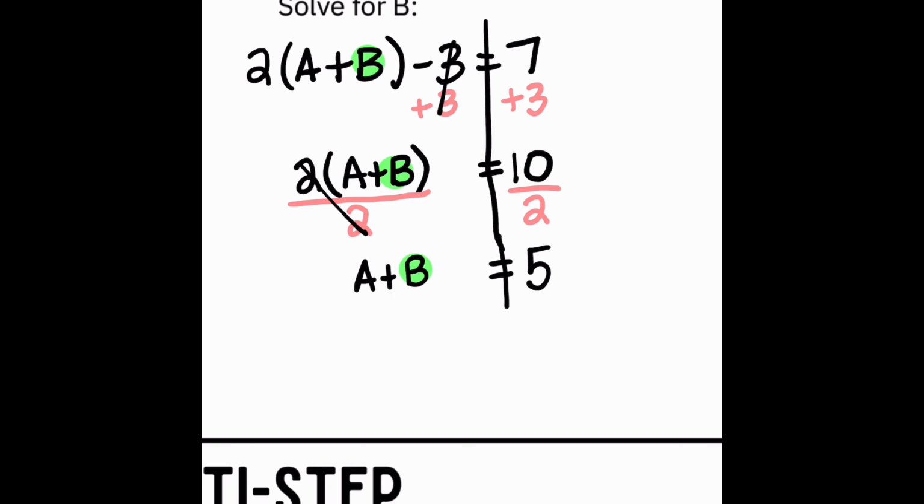So remember, we're solving for B. So this last step, I have A plus B, so we're going to subtract A. And I now have B equals 5 minus A. Or you could write it as B equals negative A plus 5. Either way is correct.